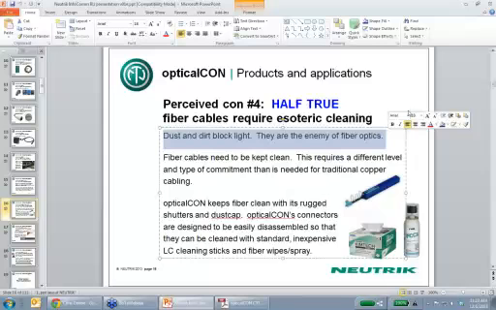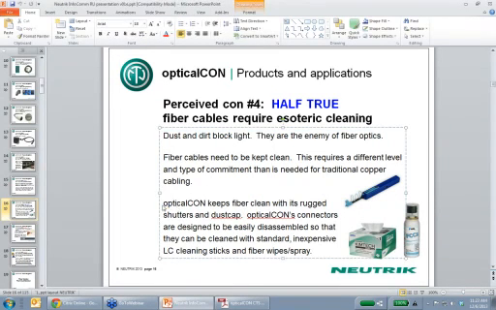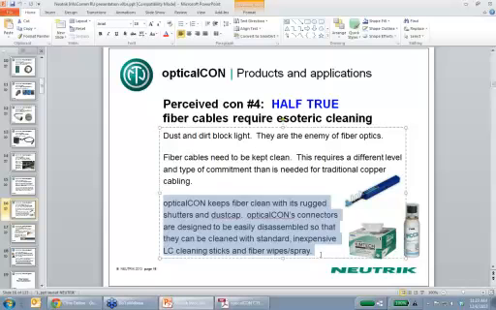And as we talk about opticalCON, we'll get into how opticalCON is designed from the beginning. Part of its design brief is that it had to be easy to clean. So let me talk through this part here. opticalCON keeps the fiber clean by having some shutters. We'll look at these shutters in more detail. It also has different dust caps, and it's designed to be very easily disassembled, so you can clean it with standard inexpensive stick cleaners and Kim wipes and these sorts of things.